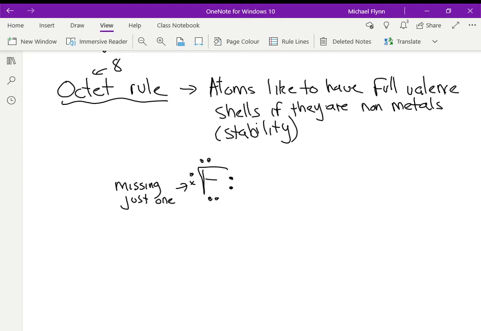Okay, we have a word for this in chemistry. It's called electronegativity. How attractive are you to electrons? So for atoms on the periodic table, the most attractive element is fluorine. Okay?